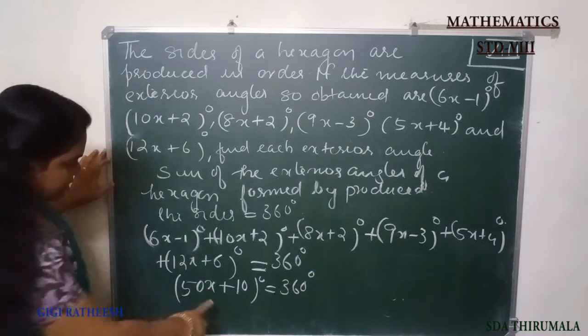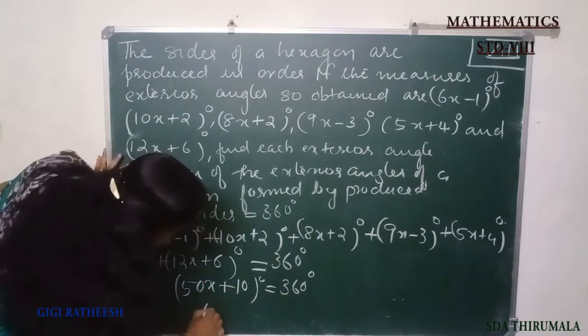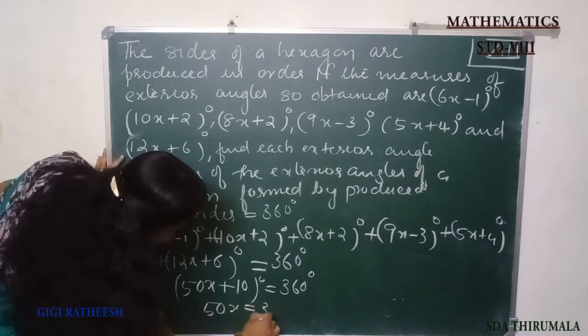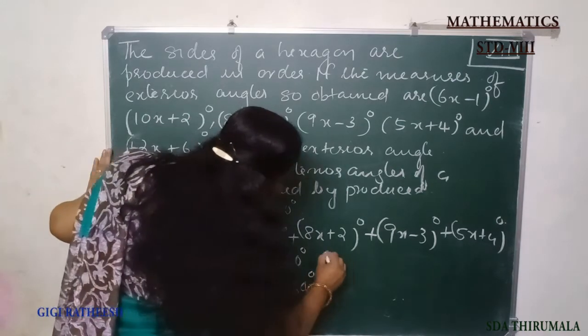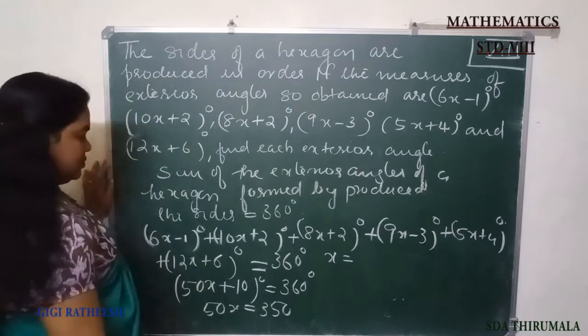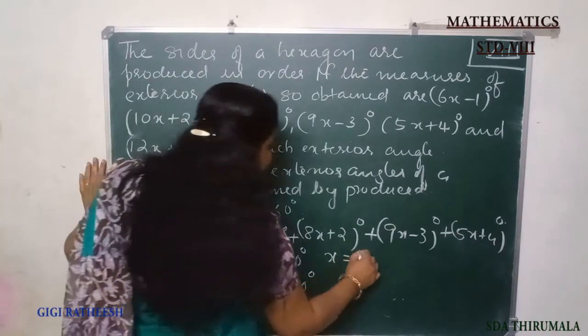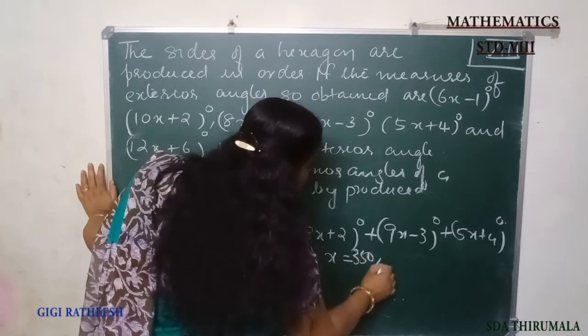Taking this 10 to the right side, 50x is equal to 350, and x is equal to 350 by 50, which is equal to 7.